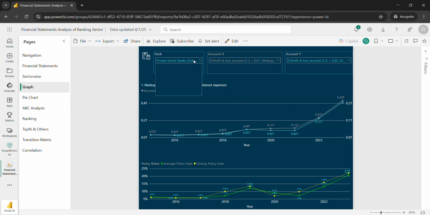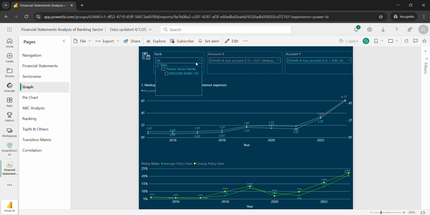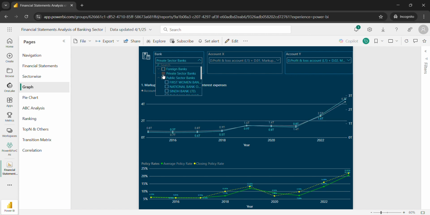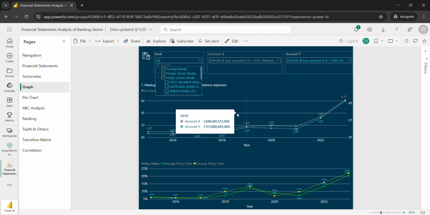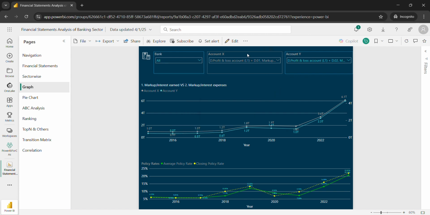You can specify a specific bank if you wish. I found that Meezan Bank performed very well in this entire industry. Okay, so that's how you can perform each segment. If we remove the search bar, we have all the banks, and we can combine the private sector performance with the public sector performance, and we can also compare some banks with other banks, depending on the two different heads that you will be selecting.